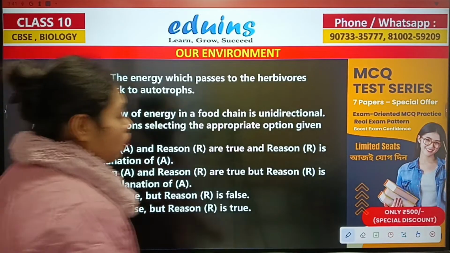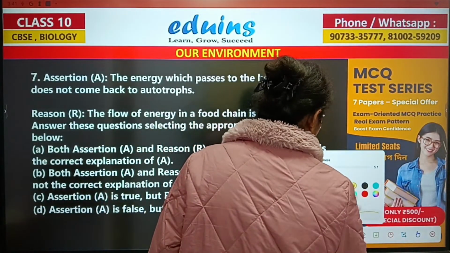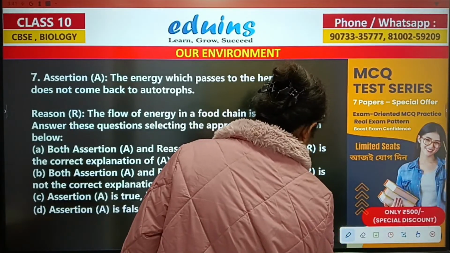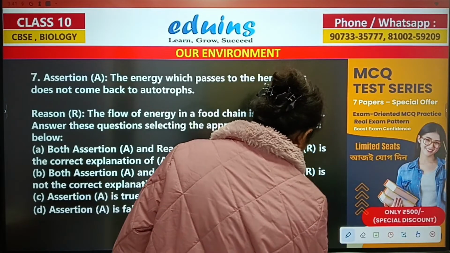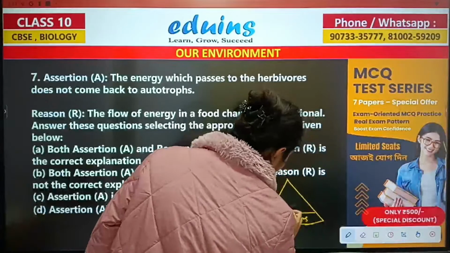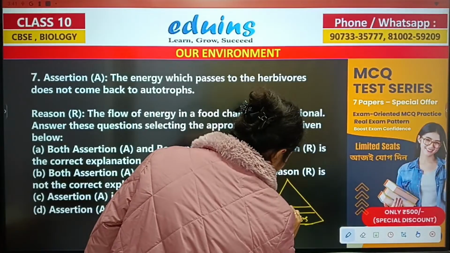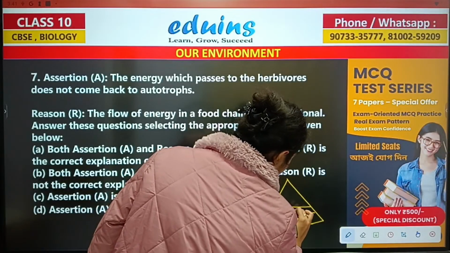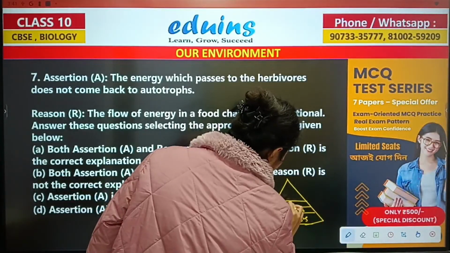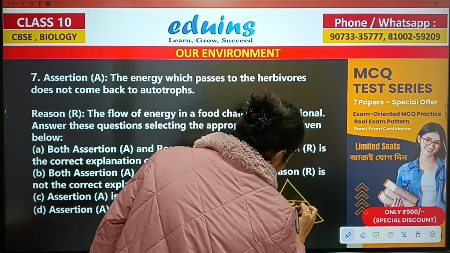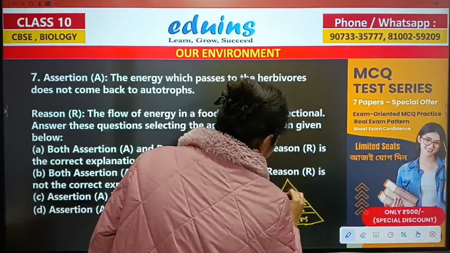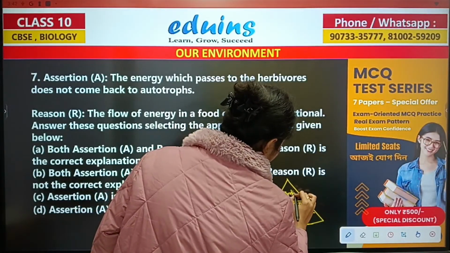Okay. So, if I draw a diagram below, here you can see this is the food pyramid. The producers are at the bottom, then herbivores or primary consumers, then carnivores or the secondary consumers, and then the tertiary consumers.